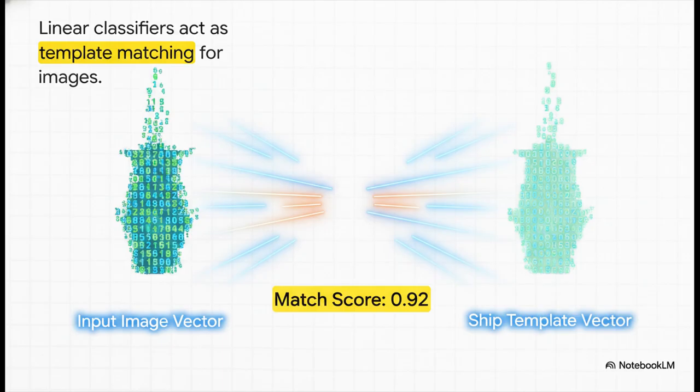For every category it needs to learn, the algorithm creates a template vector. When you feed it a new, unknown image, it takes the image vector and the template vector and it compares them mathematically using an inner product or dot product. It's essentially multiplying their overlapping features to see how well they actually fit together.